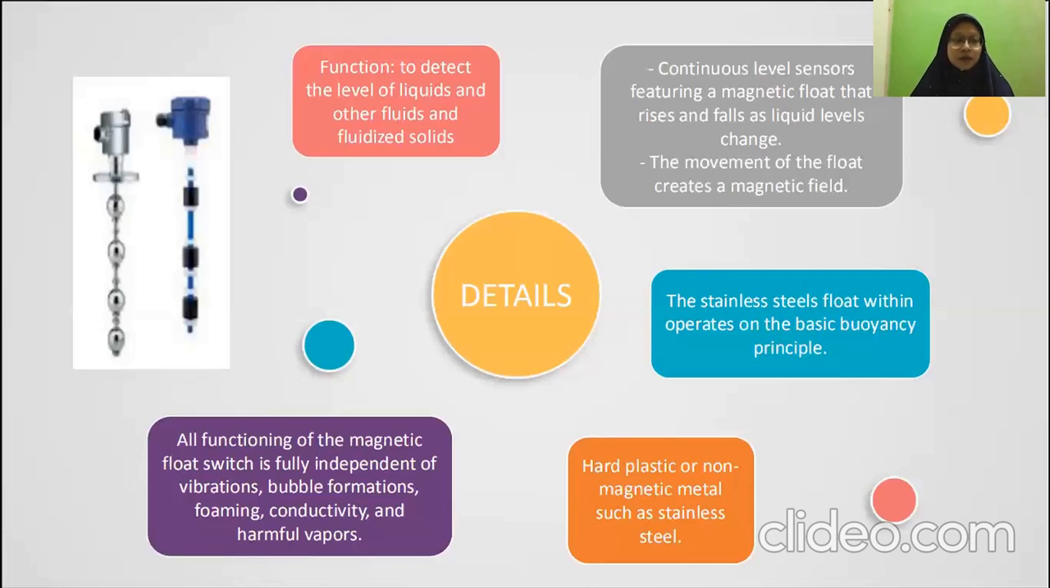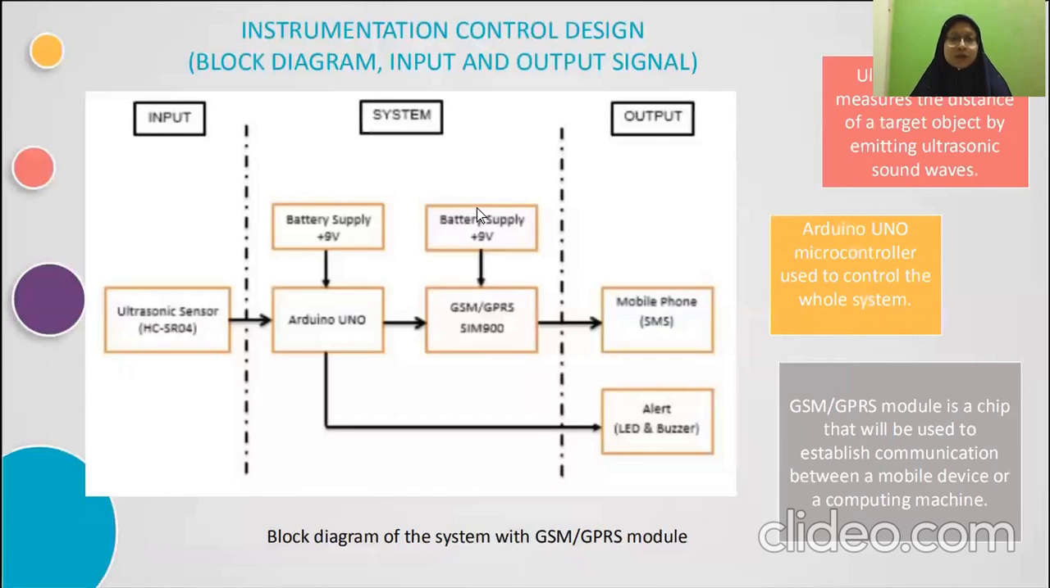It is using a permanent magnetic fluid level switch and reed contact. The switching operation is non-contact. It is free from wear and needs no power supply. So for the summary, the whole functioning of the magnetic fluid switch is fully independent of vibrations, bubble formations, foaming, conductivity, and harmful vapors. Next, we move to instrumentation control design, which consists of a block diagram, input, and output signal.